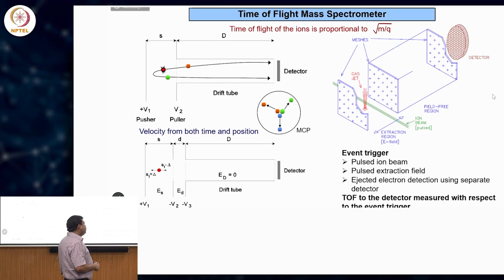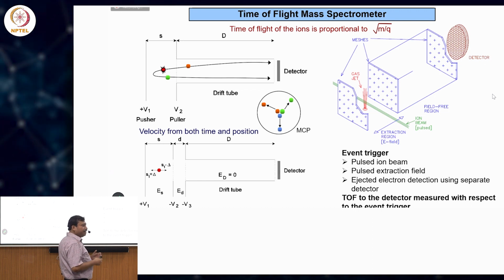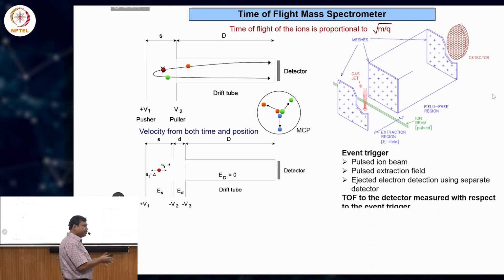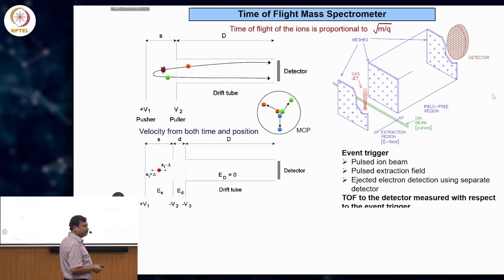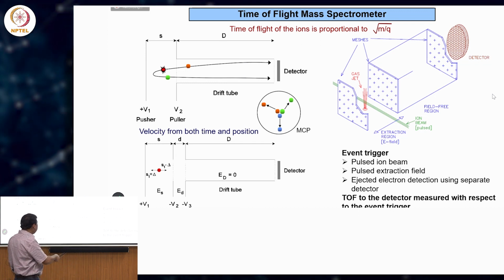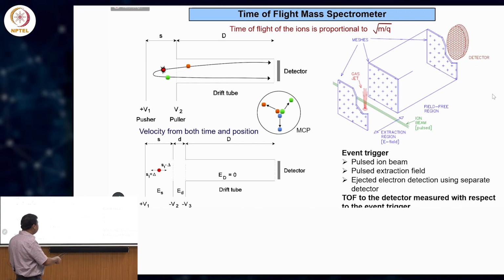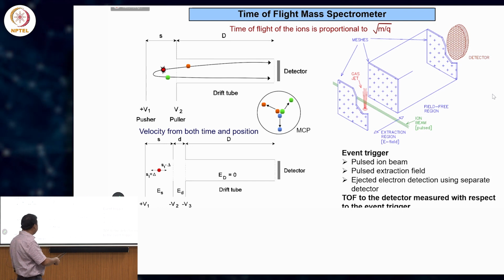Pulse rate, see, usually these are DC beams, but you can have it pulsed, but still every pulse has a bunch of ions, right? So the problem is still there. And see, the event trigger you can get in 3 different ways. Either it is a pulsed ion beam or a pulsed extraction field you can do. So you just pulse the extraction field, so that you take it event by event.